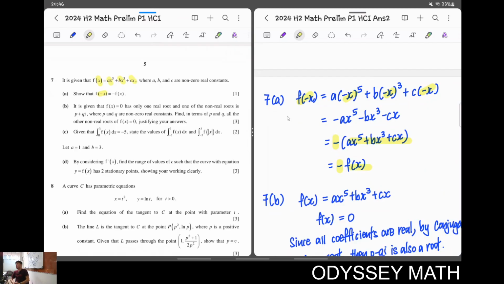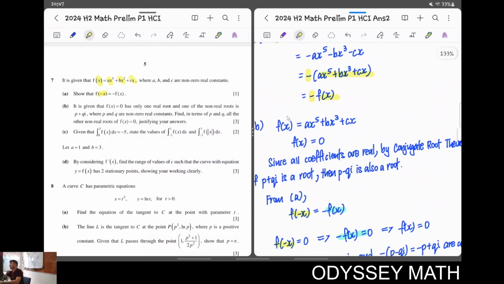It is given that f(x) equals to 0 has only one real root, and one of the non-real roots is p plus qi, where p and q are non-zero real constants. So they don't care about the real root. They want you to find the non-real root. Find in terms of p and q all the other non-real roots of f(x) equals to 0, justifying your answer.